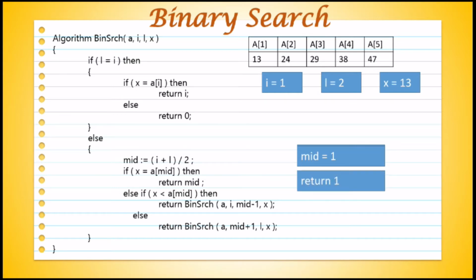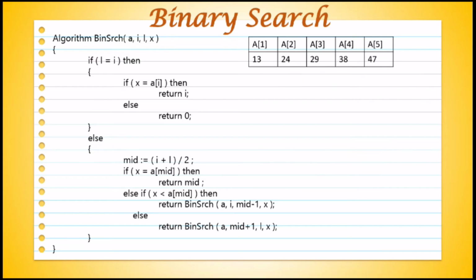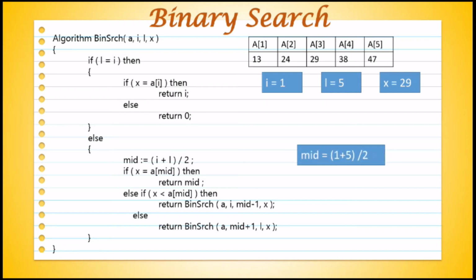So basically the element is present in the list at the first position. So now we will take same values and we will search another element. So I is 1, L is 5, and the searching element is 29. So again we will check whether L is equal to I. No, this condition is false. That means we will execute the else part. So here we will calculate the mid value. So mid will be 3. So now we will check whether x is equal to a of mid.